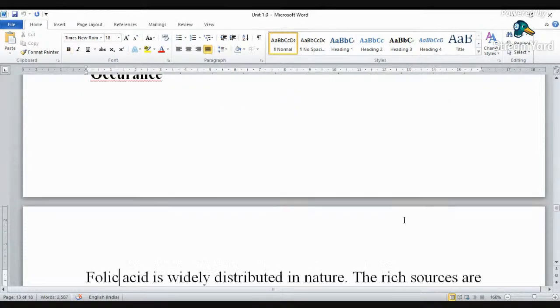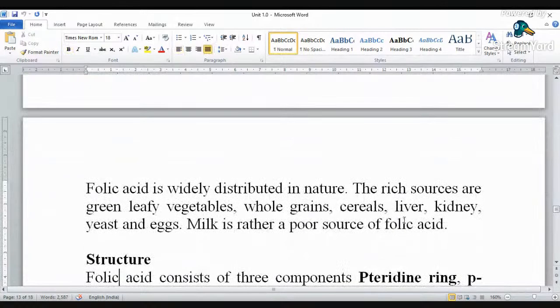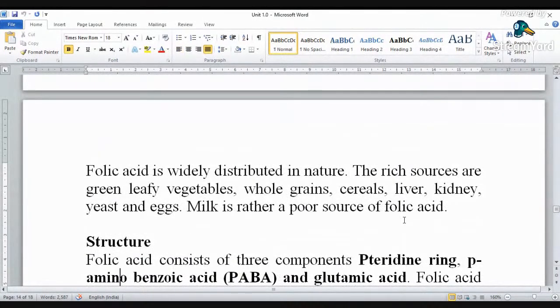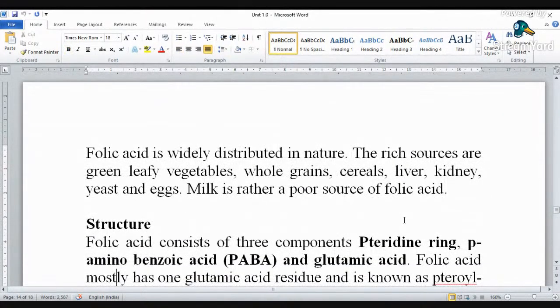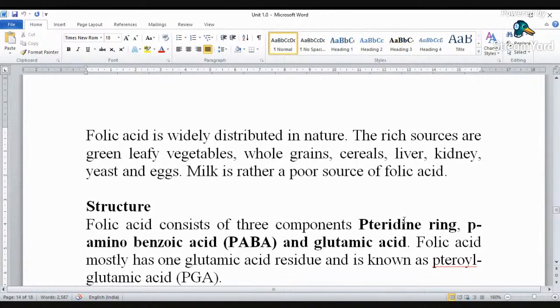So what is the occurrence of folic acid? Folic acid is widely distributed in nature. The rich sources are green leafy vegetables, whole grains, cereals, liver, kidney, yeast and eggs. Milk is a poor source of folic acid. Milk is a rich source of vitamin riboflavin.